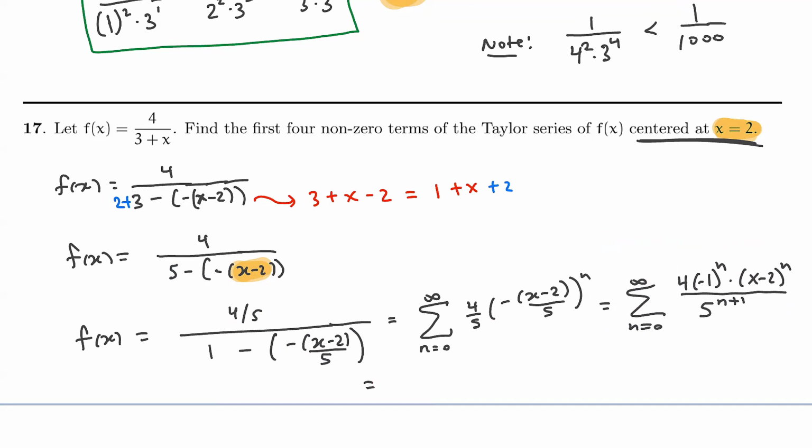If you plug in n equals 0, you start off with 4, and then x minus 2 to the power of 0 divided by 5, so 4 over 5. That's okay. The next term will be negative. When n equals 1, we get 4 times x minus 2 to the power of 1 divided by 5 squared. And then plus 4 times x minus 2 to the power of 2 divided by 5 cubed. And then the fourth non-zero term will be minus 4 times x minus 2 to the power of 3 divided by 5 to the power of 4, like that. This series would have continued, but the answer here will be the first 4 non-zero terms.